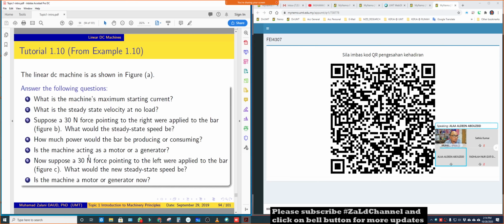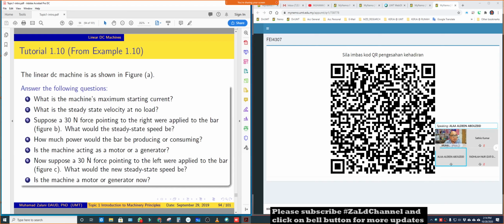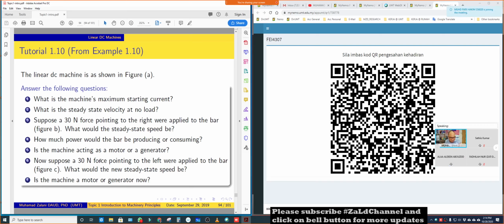Doctor, sorry. Yeah? Machine means motor? Machine means motor or generator. It can be either. Yes, sometimes it can be a generator, sometimes it can be a motor. It depends, but the general term is machine. When I talk about machine, it might be motor or generator, right?